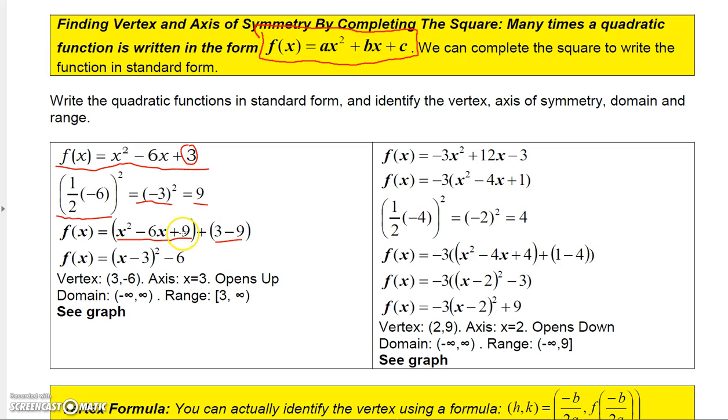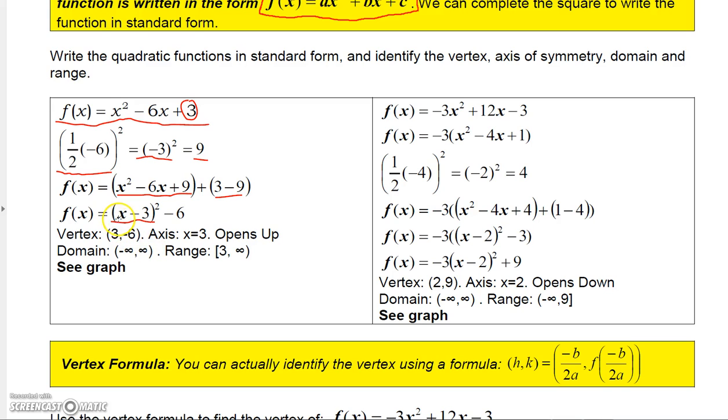But when I added the 9 here, it made this now a perfect square trinomial. And I can write that as (x minus 3) quantity squared, and then 3 minus 9 is minus 6. So from there, I can see that the x value of the vertex is 3, and from here, the y value of the vertex is negative 6. The axis is just this number here. It's the vertical line corresponding to that number, so it's x equals 3.